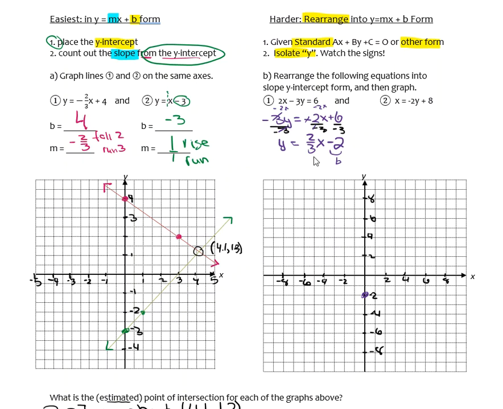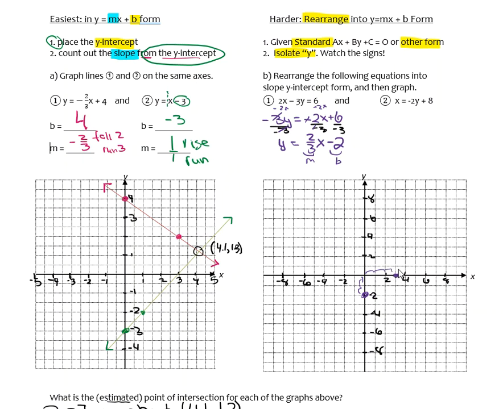The next thing you do is you count out your slope, and this number is my slope. So I have a rise of 2 and a run of 3. So I'm going to rise 2, and this time I'm only counting by 1, so that's 1, 2. I'm going to rise 2, then I'm going to run 3. 1, 2, 3. There we go.